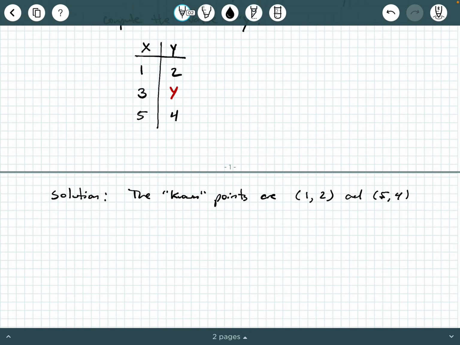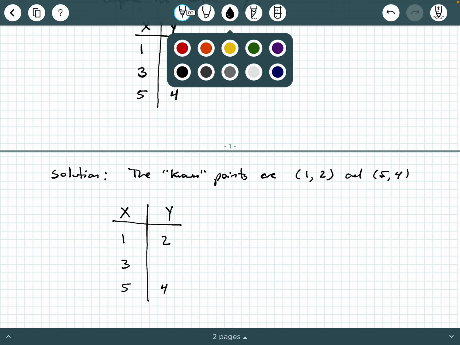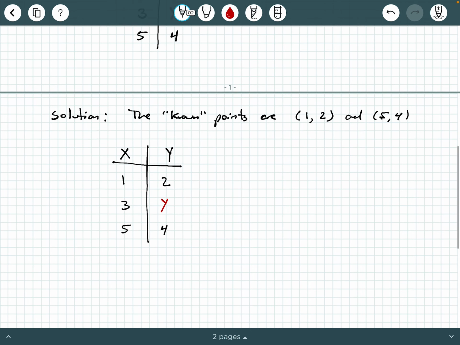Now, here's what I do, and you may find other people or other videos that use a slightly different technique of organization, but this is what has always worked for me. So under solution, I'm going to rewrite our given table here, all right? And here's that y value that we're looking for.